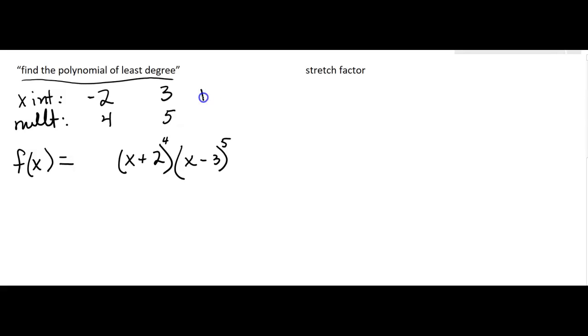Now, they might not tell us the multiplicity. We might have to read that off the graph. And then we won't know exactly what power it is. We would only know the least degree, okay? But I'll get to that when we do an example.